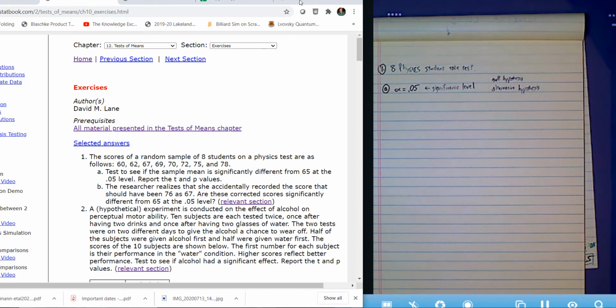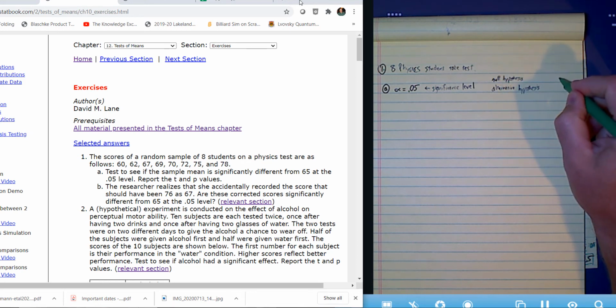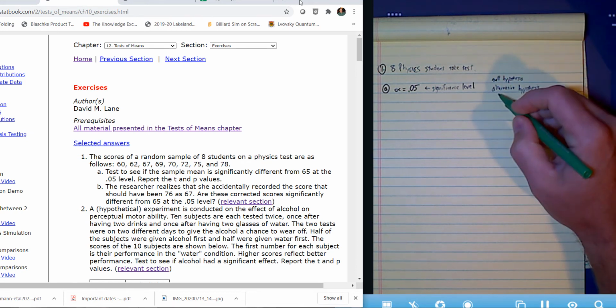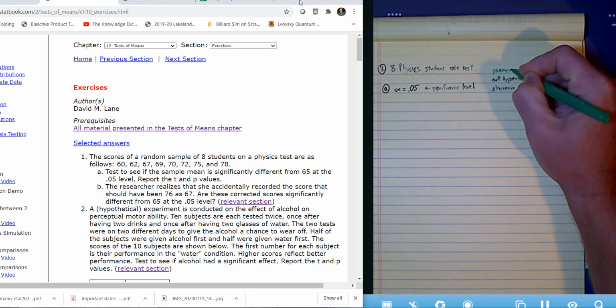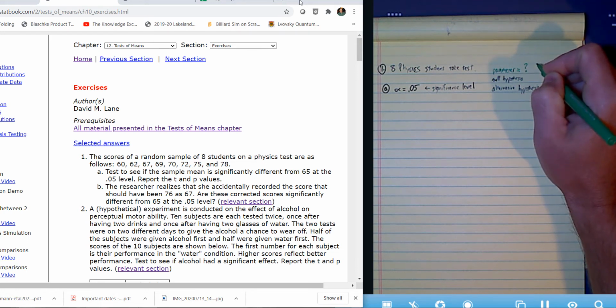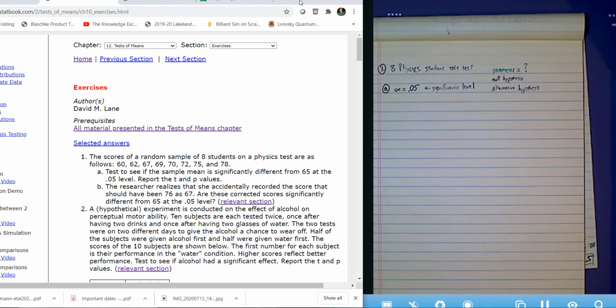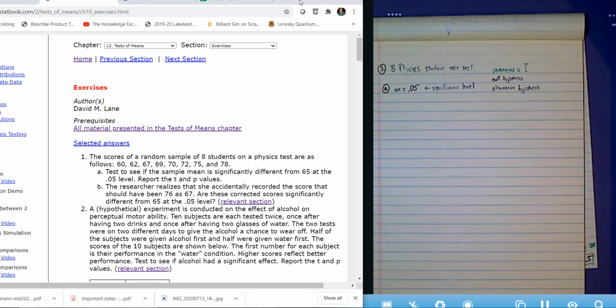We're going to have a null hypothesis, and the way these work is you have some parameter equals something, and then you have an alternative hypothesis. So in our example, the null hypothesis, let's see. It says, test to see if the sample mean is significantly different from 65 at the 0.05 level.